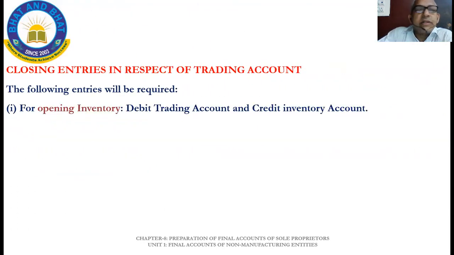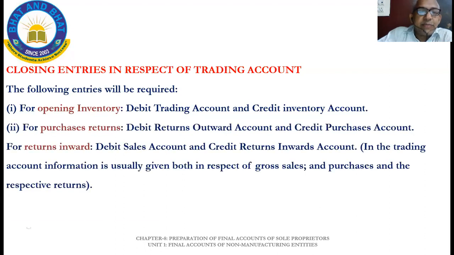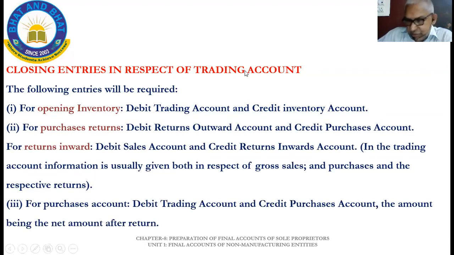Then coming to closing entries. Closing entries means that once the trading account is prepared, you have made the entries on the debit side, credit side, and all. For that, journal entries, whatever the balances are brought from the previous year, that is the closing balances of the previous year. For example, the closing inventory of the previous year is the opening inventory of the present year. For that, opening inventory entry should be made, and at the end, closing inventory, journal entries.